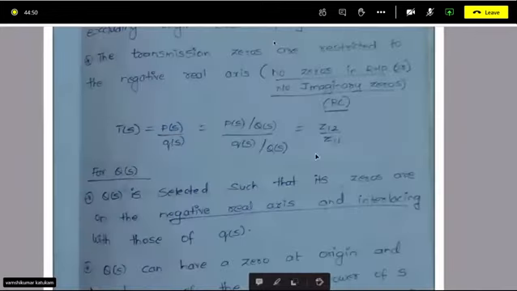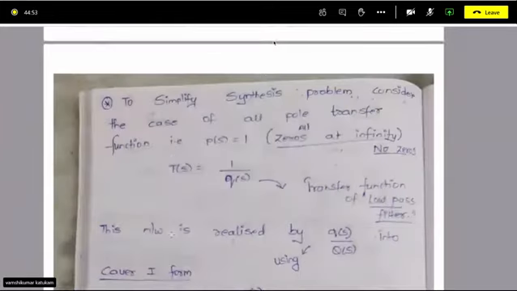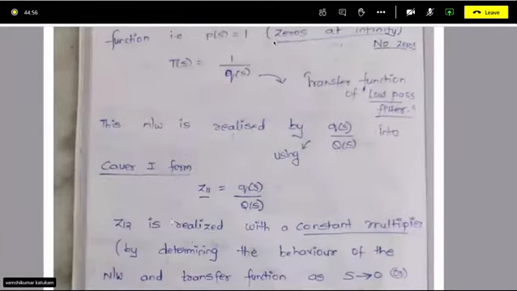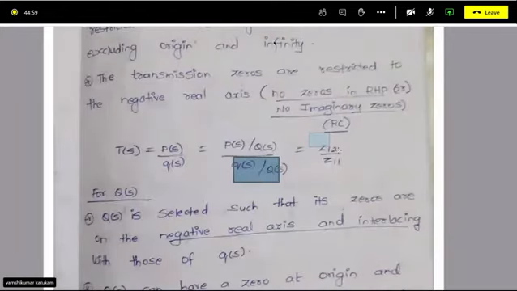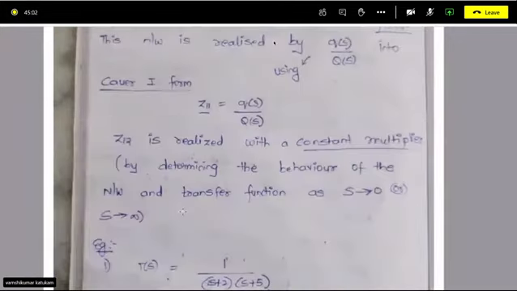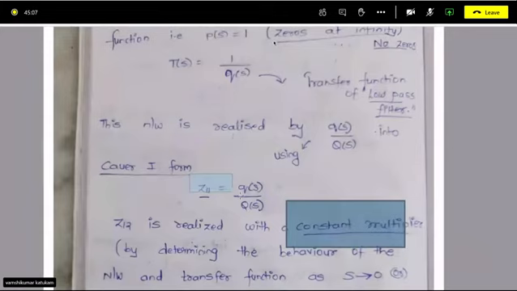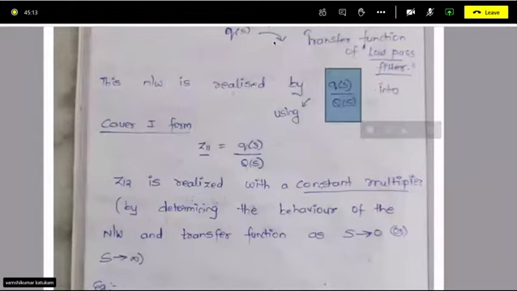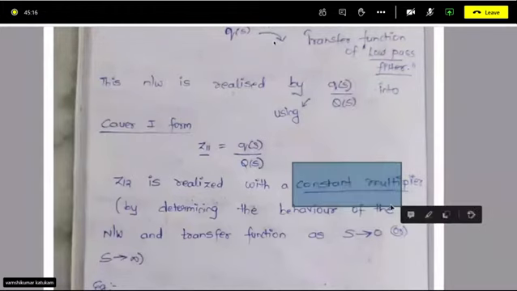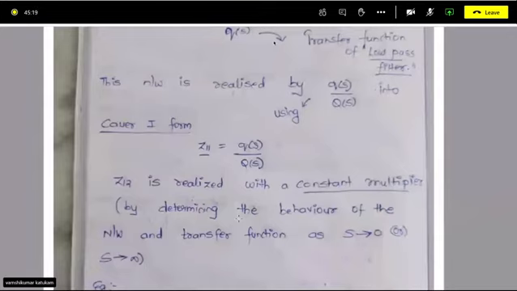Your Z11 will be the same as it is, and Z12, which is this, is obtained with a constant multiplier. So Z11 we are obtaining in this way, from q of s upon capital Q of s, and Z12 is realized with a constant multiplier. Z12 is a transfer impedance, so you determine that constant by comparing the network and the transfer function at s equal to 0 or s equal to infinity.